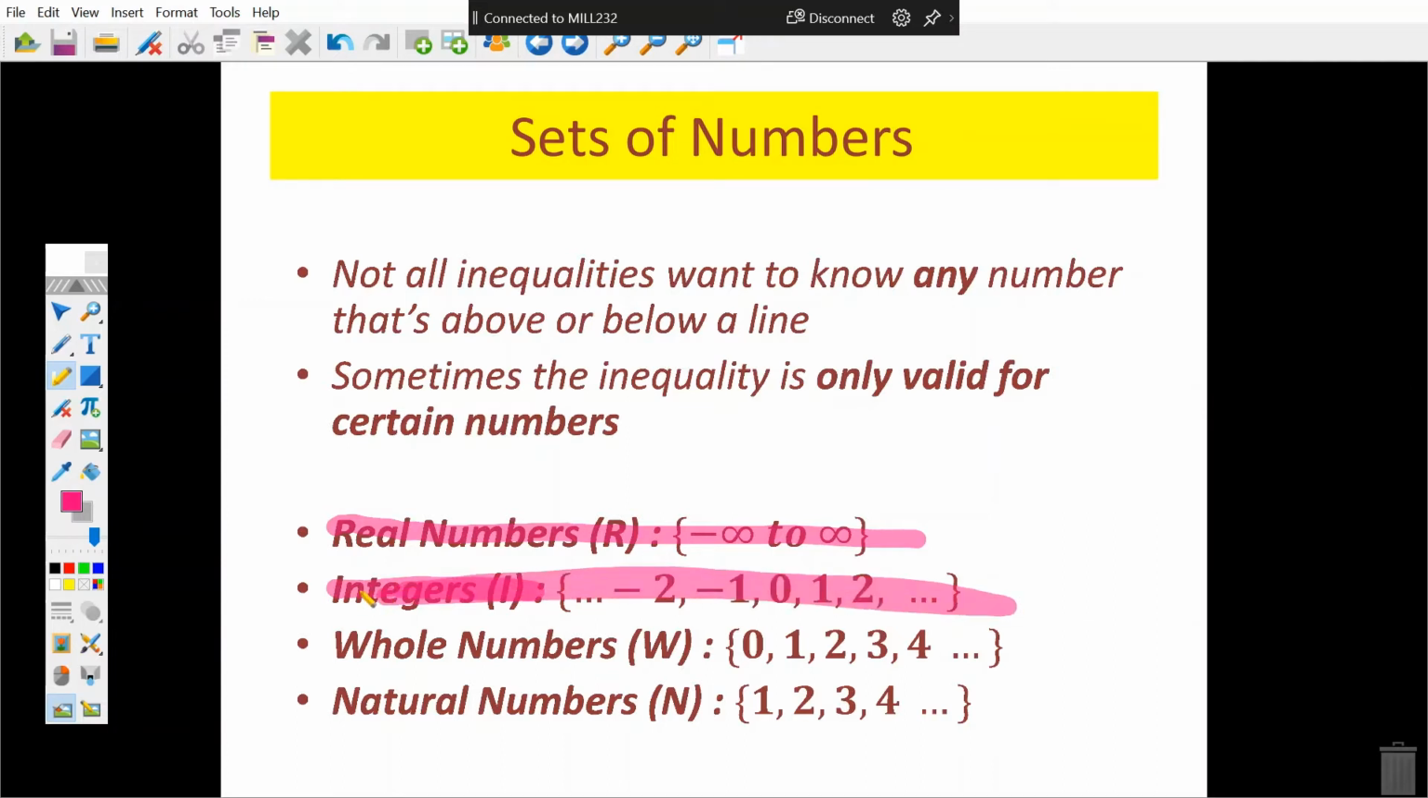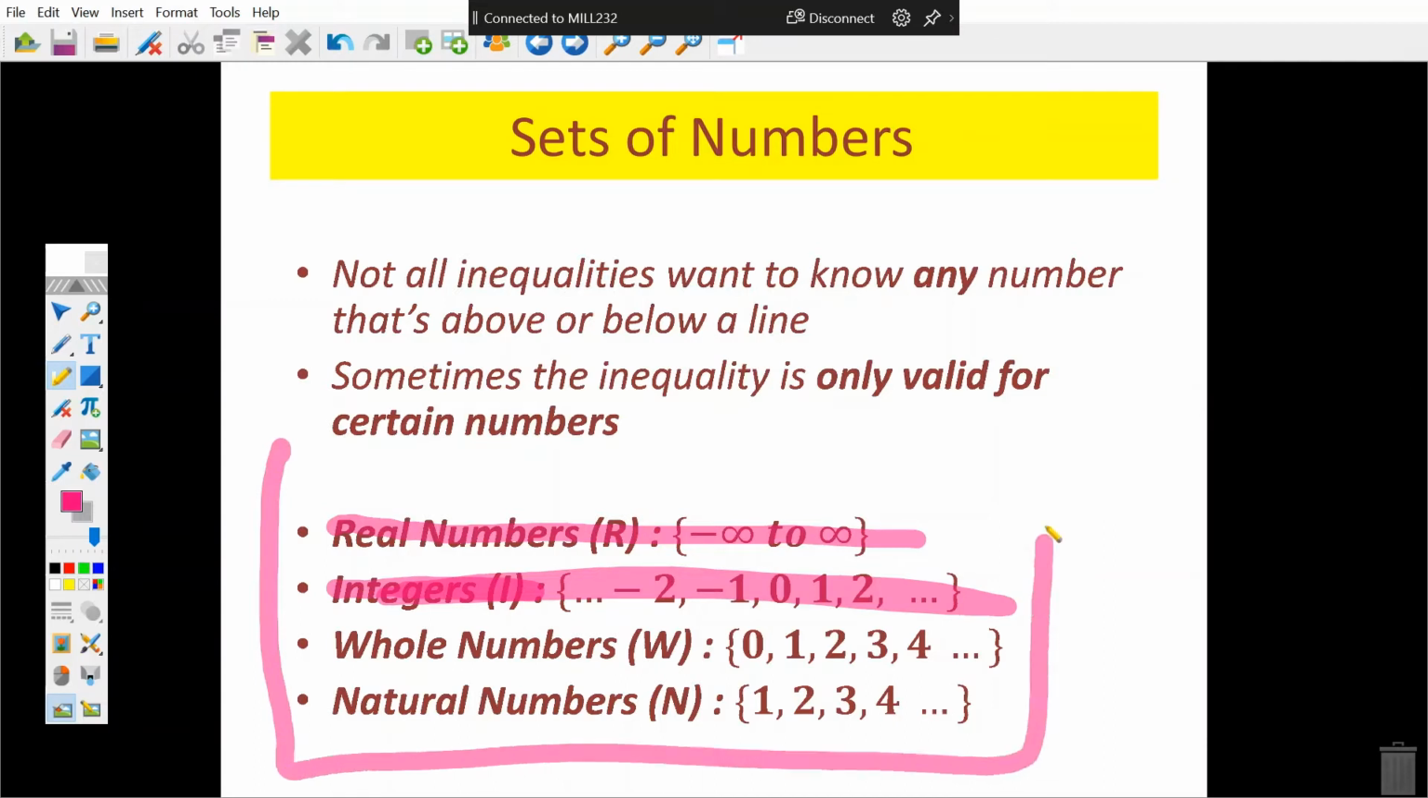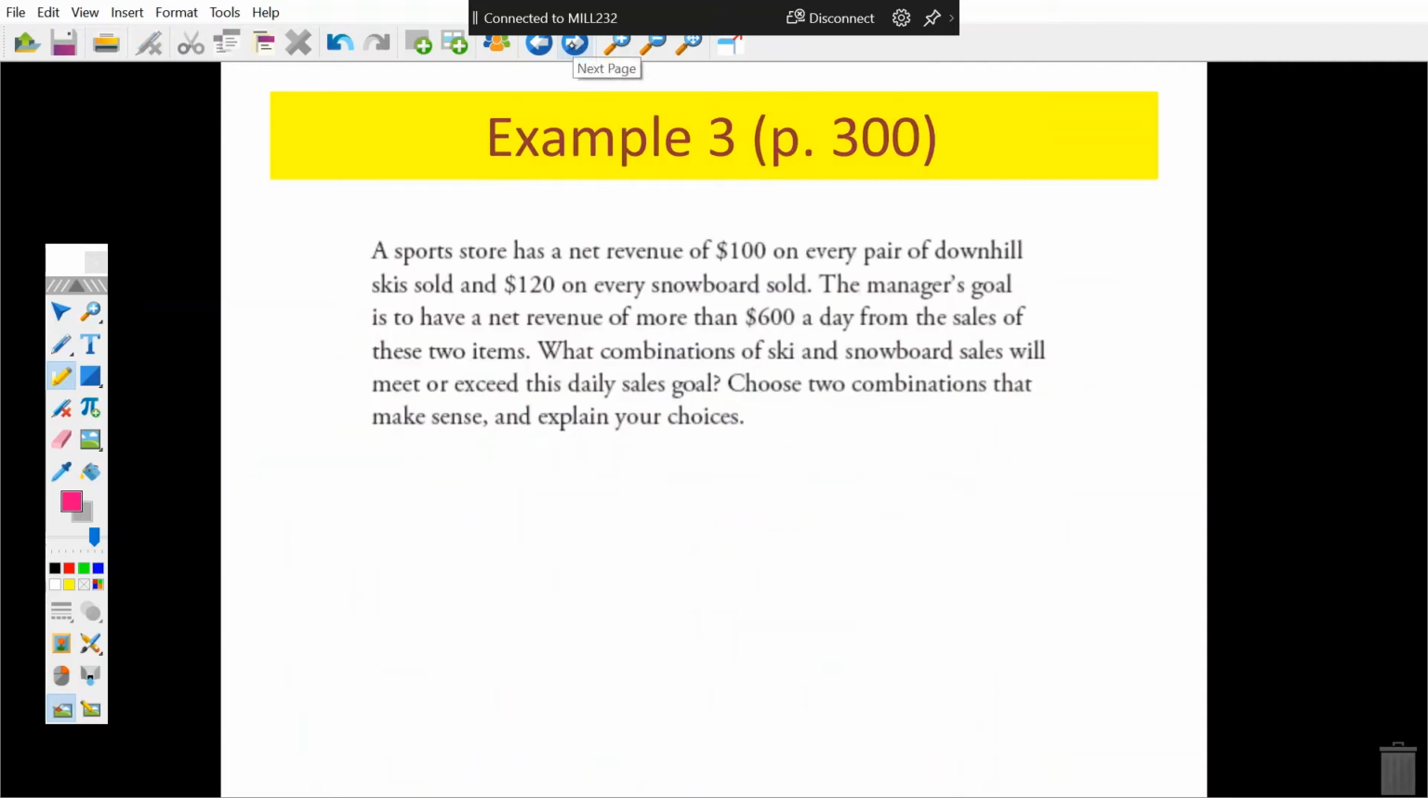Now, the main two that we're going to use are real numbers and integers. And I'll put this little table on the exam so you don't have to memorize what they're all called, so you can remember which is which, okay? But here's how it changes when you're graphing. Well, let's do this one first. And if you need to pause it to write this down, that's fine.